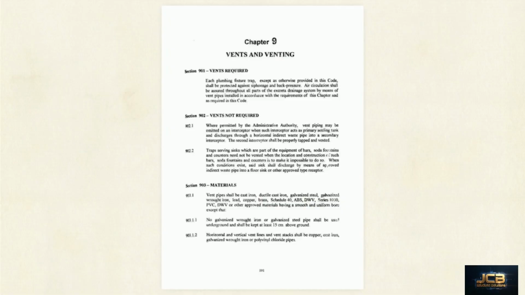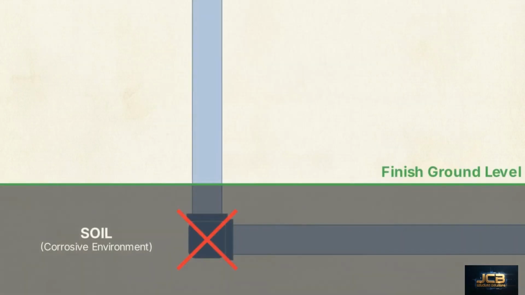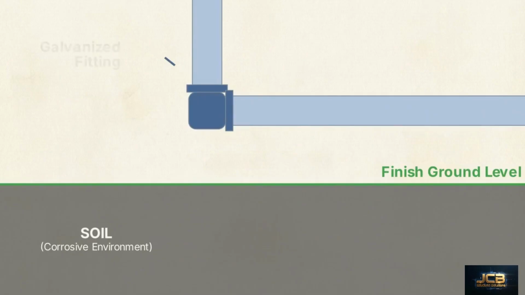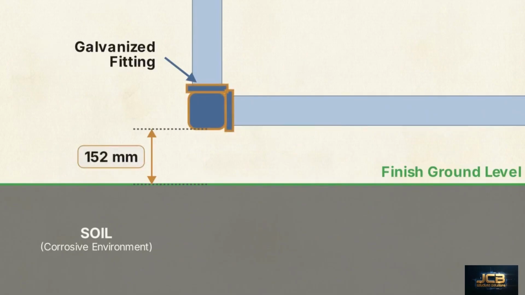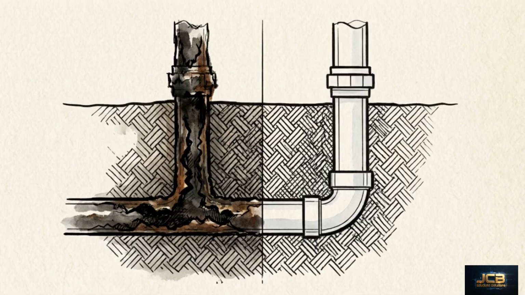Section 903.1.1 outlines a strict material prohibition. No galvanized wrought iron or galvanized steel pipe is permitted to be used underground. Those specific galvanized materials must be kept at least 15 centimeters above the ground surface. This restriction extends to buried fittings. Any galvanized malleable iron or steel fittings require a 152 millimeter clearance above the finished ground level. The code dictates material selection to provide a chemical defense against soil-driven galvanic corrosion.